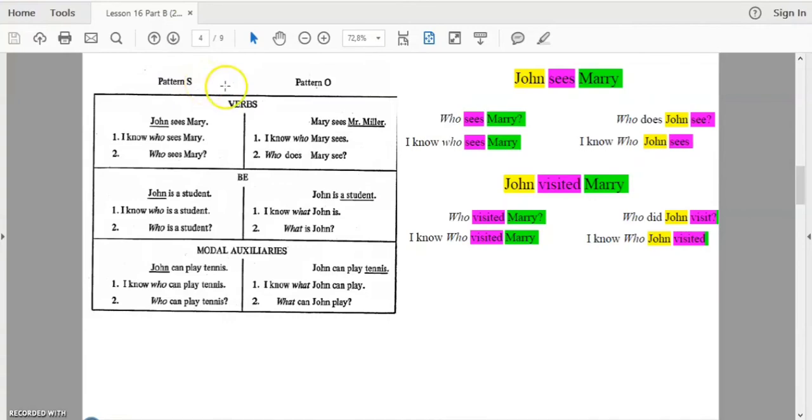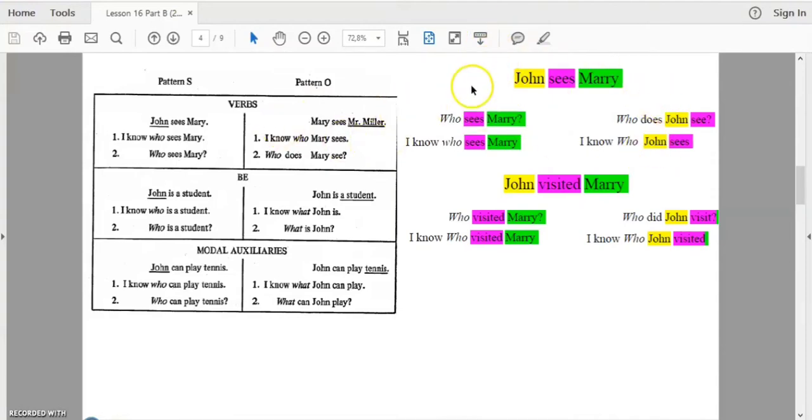To make the explanation simple, in this book we can open page 175. There is a table that is divided into two parts, or two patterns. Here, the first pattern, pattern S, explains how to ask for the subject. And the second pattern, pattern O, explains how to ask for the object.